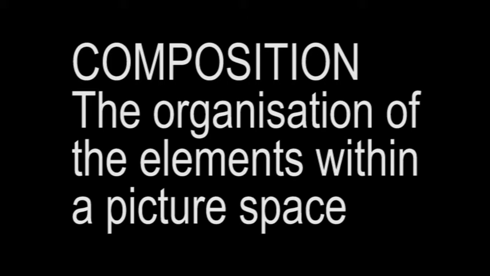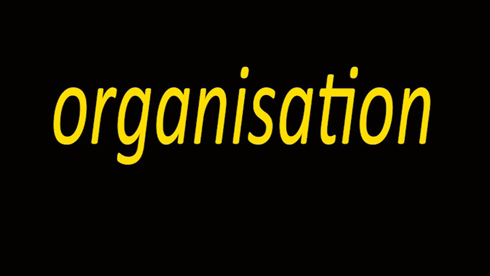When it comes to composition, there is a simple definition. It's the organisation of the elements within a picture space. So everything to do with colour, shape, form, line, and how you organise them. And the key word here is organisation.